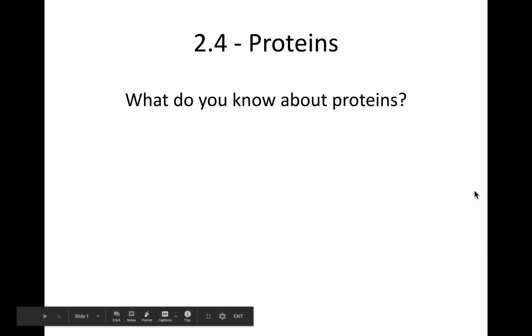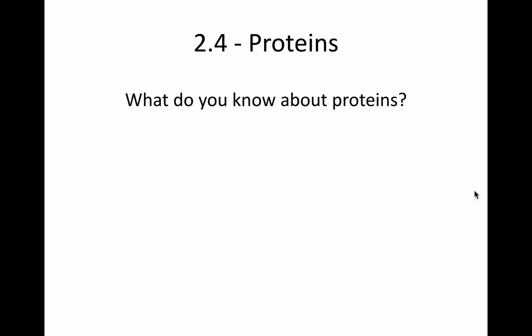What we're going to talk about today is topic 2.4, proteins. So what I want you to think about really fast is, what do you already know about proteins? Usually what comes to mind is muscle, a lot of times people think about eating proteins to make muscle. But there's a lot more to it, and I know that we talked about it in 10th grade.